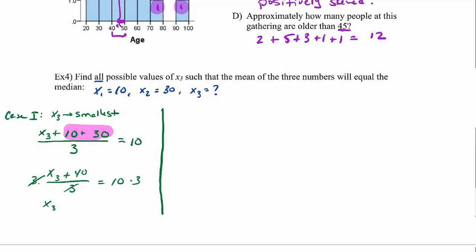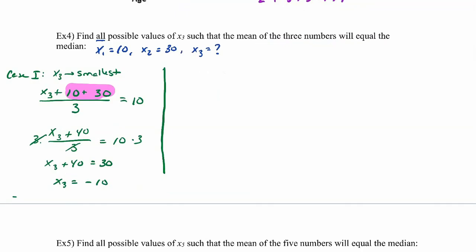Get rid of that. And now if I subtract 40, I get a value of negative 10. Now, we assumed that x3 was the smallest. Is negative 10 smaller than these other two values? Yes, it is. And if I do a quick check, first of all, you can see that 10 is the median. It's right in the middle. And if I find the average of these three values, I get that same median value back, so it checks out. So one potential value for x3 is negative 10, and that's if x3 is the smallest of our values.